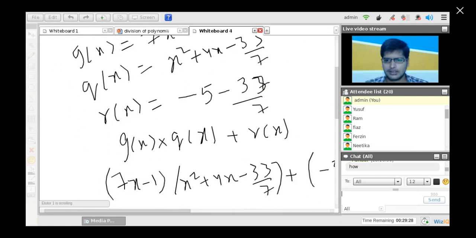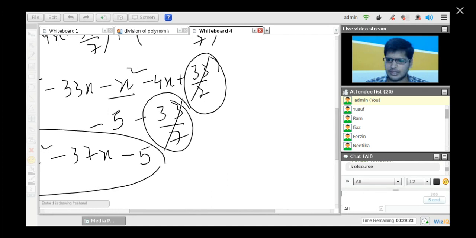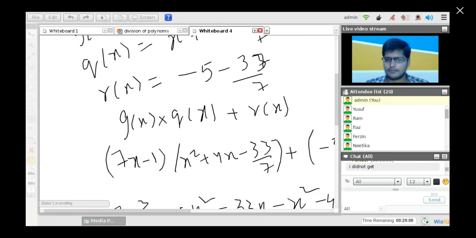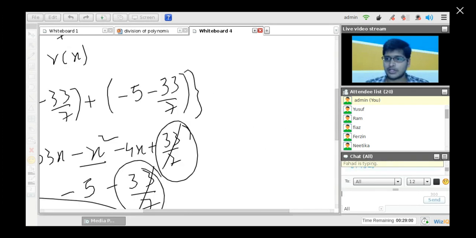Okay, strange question. Let me see. If this is plus 33/7 and this is minus 33/7, of course, right? If there is a minus 33/7 plus 33/7, I can get your question in detail. What is your doubt actually? You did not get it. Probably try to note this part and simplify it for yourself: 7x minus 1 into x square plus 4x minus 33/7 plus of minus 5 minus 33/7, and simplify it yourself. You will get that.